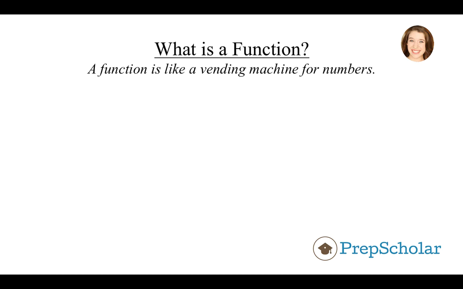Well, the best way to think of it is that a function is like a vending machine for numbers. Now imagine that you're at a vending machine and you want to get a Sprite. So you push a button. Let's say you push the button labeled A6. You push A6 and out comes a Sprite every single time. That's exactly like what a function does, just with numbers instead of Sprite.